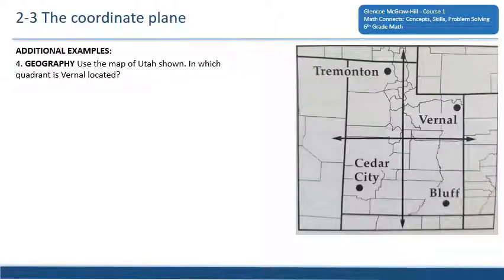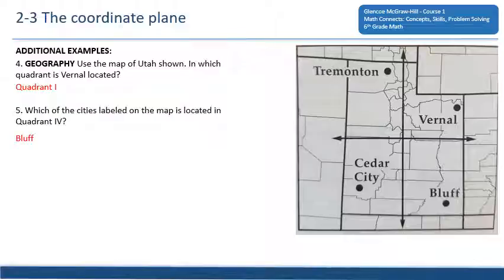Use the map of Utah shown. In which quadrant is Vernal located? Quadrant 1. If we look at the axes that are placed just over the state of Utah, Vernal is in quadrant 1. Which of the cities labeled on the map is in quadrant 4? So remember, we're going to go counterclockwise. So Tremonton, I don't know how to say it, is in quadrant 2. Cedar City is in quadrant 3. So Bluff is in quadrant 4.